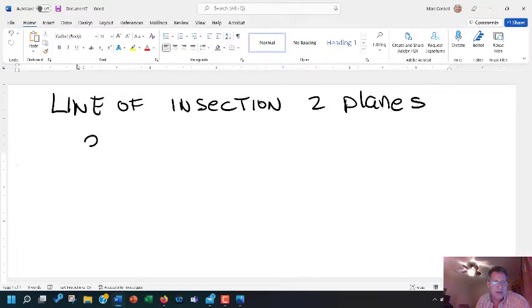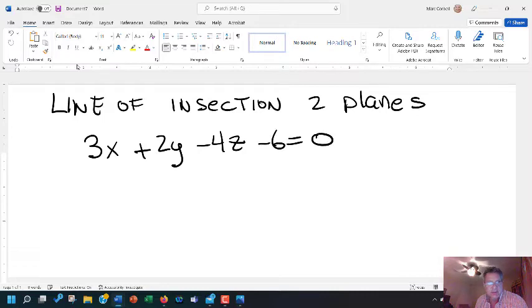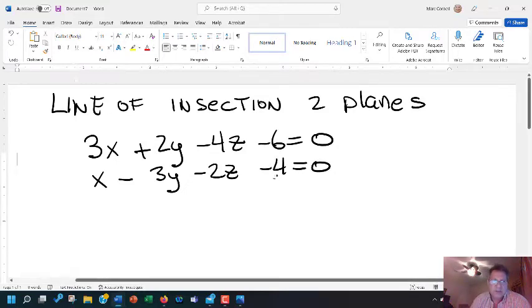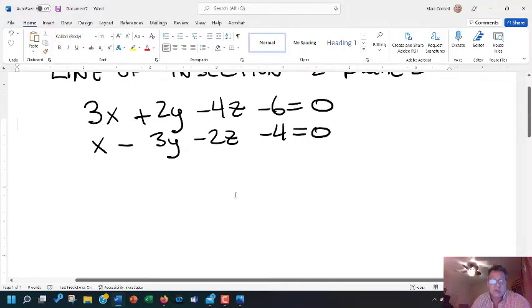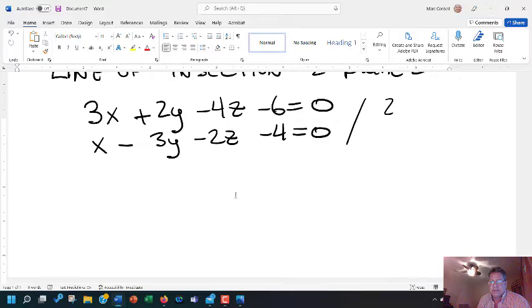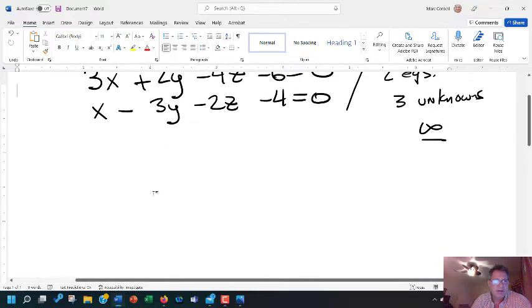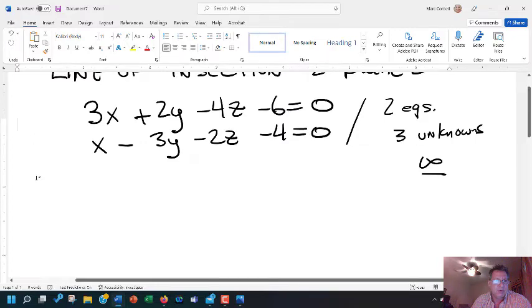We'll take two planes. One I'll give as 3x plus 2y minus 4z minus 6 equals 0, and maybe x minus 3y minus 2z minus 4 equals 0. So we notice that with two planes, we essentially get two equations, three unknowns. We know from our experience that two equations, three unknowns is going to be an infinite solution of some sort, right? It's not going to be a unique solution. So let's take a look at what that actually means for our problem.